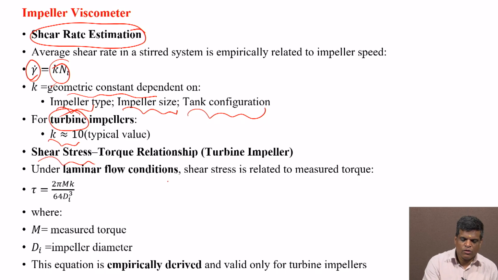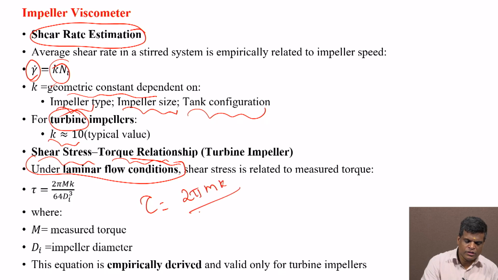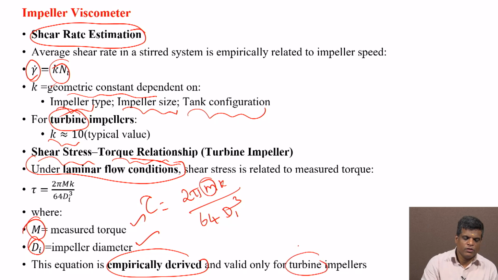Then the shear stress, we can get from a torque relationship for the turbine impeller. Under laminar flow conditions, tau equals 2 pi M K divided by 64 Di cubed. Here M is the measured torque, and Di is the impeller diameter. This equation we can use empirically only for turbine impellers. For the turbine, we assume the K value is 10, and the M value we can get from the measurement, Di we can also get, along with the rotational speed. So from there we can get the tau value.